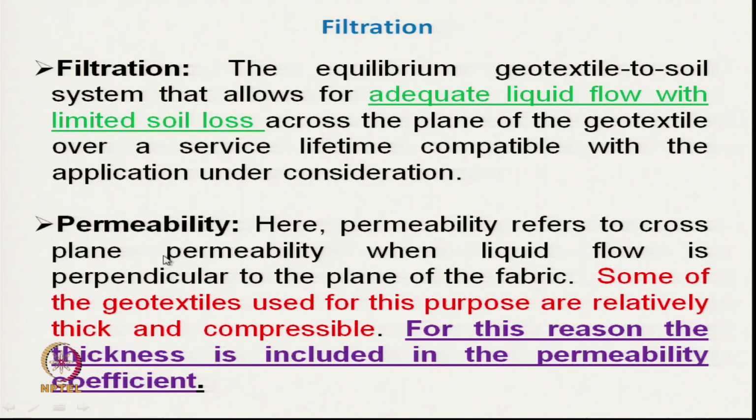Permeability is also important, but the fluid flow rate is what matters. Here permeability refers to the cross plane permeability, when liquid flow perpendicular to the plane of the fabric is important. Sometimes it is confused with permittivity. Some of the geotextiles used for this purpose are relatively thick and compressible. For this reason, the thickness is included in the permeability coefficient. So, in the permeability coefficient calculation we include thickness.